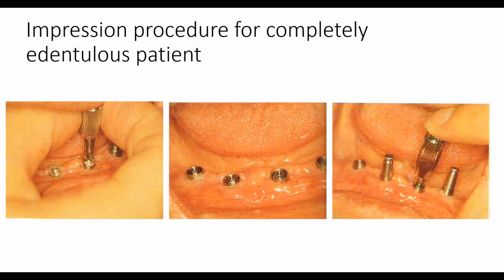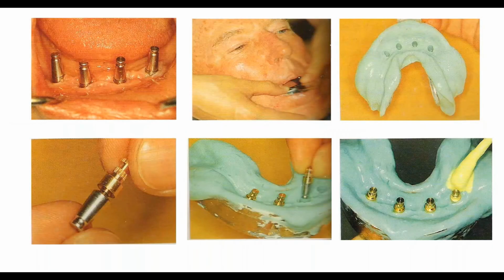So coming to the impression making procedure for the completely edentulous patient. Once the implant is osseointegrated, the cover screw is replaced with the healing abutment. Once the gingival collar is formed, the healing abutment is removed and the impression coping is attached. Now for the full mouth impression technique, we need to prepare a custom tray first. So for making a custom tray, before that, the transfer coping is attached to the implant surface and an alginate impression is made.